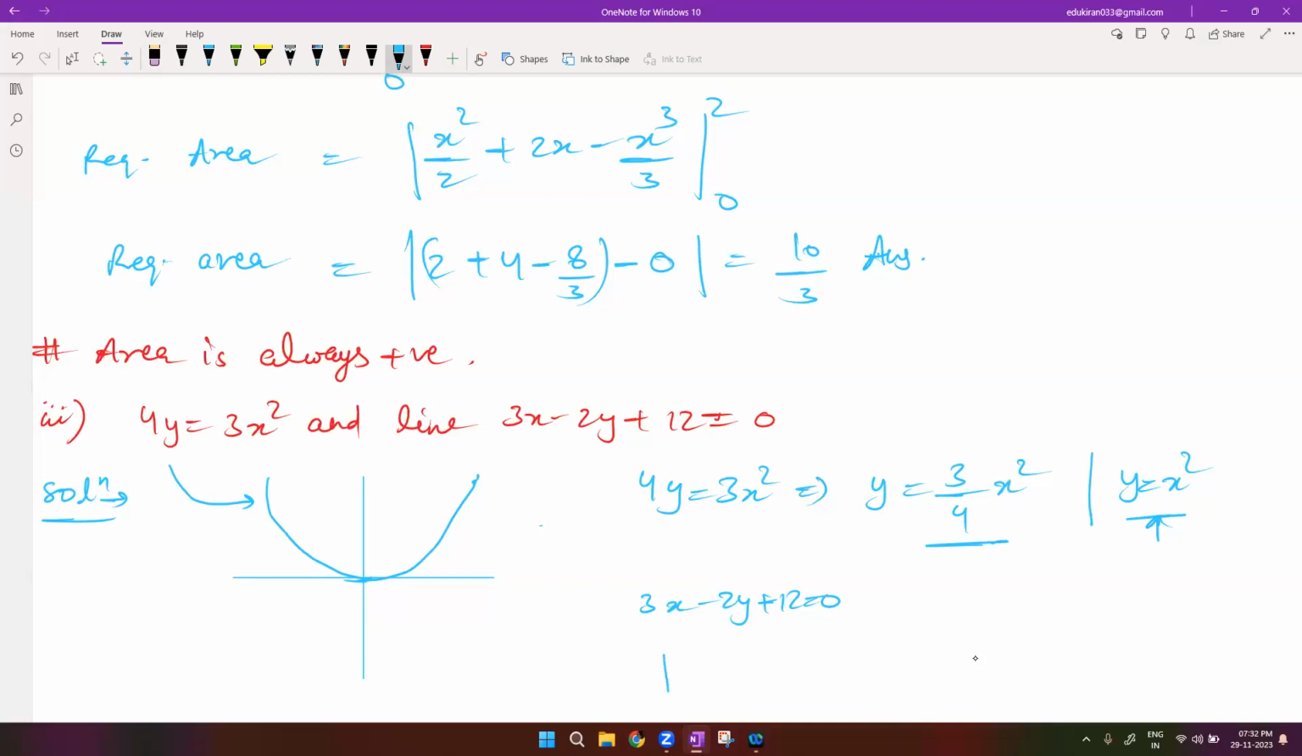Now, let's take this line, 3x minus 2y plus 12 is equal to 0. To draw its curve, we will take 2 points. If you put x is equal to 0, then y is 6. And if you put y is equal to 0, then x is minus 4. So there are 2 points. One is 0, 6, and another is minus 4, 0. Now we know that 0, 6 will be much higher on this y-axis. So I can take a different point also, which will be easy to plot. So for that, how can we solve? You can take x as 2. Oh, no, sorry.